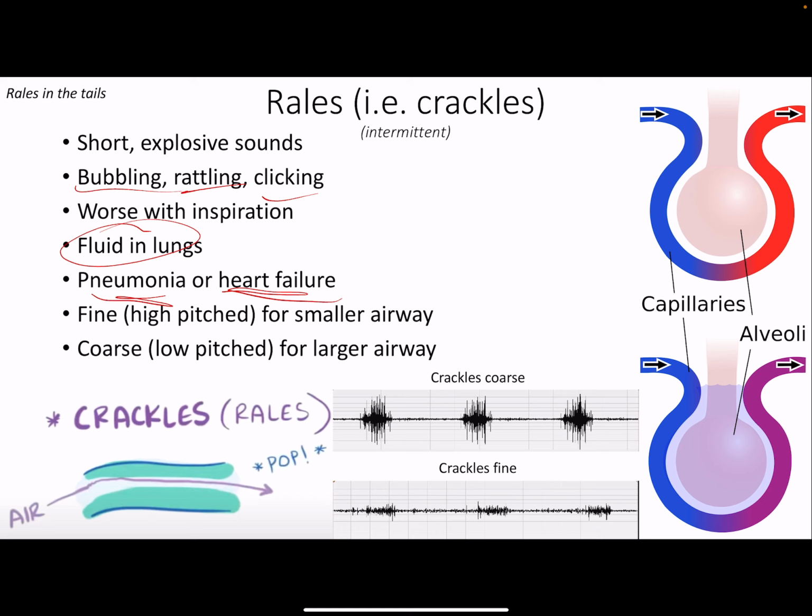This is where it's coming from: the alveoli or bronchioles are closed, but air moving through can pop them open, pushing them open. That pushing open, kind of like a valve in the heart opening, can potentially make a sound that you could hear. So let's listen.